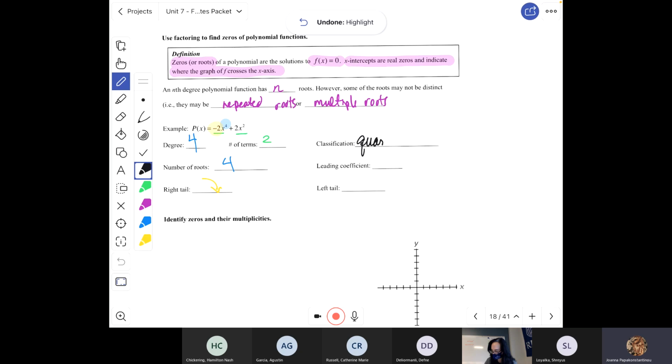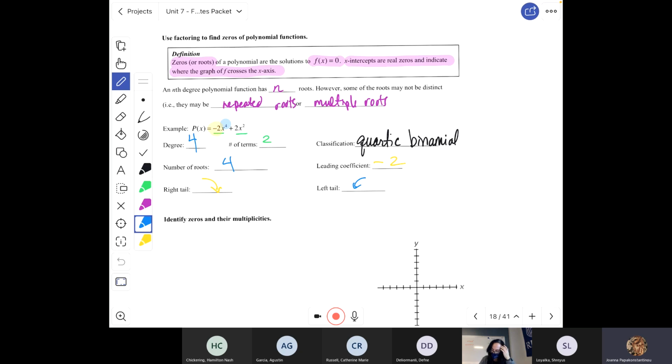Quartic, 4 term, binomial, fourth degree binomial, 2 term, 4th degree. What is the leading coefficient? What does the left tail do? Because the right tail went down and it's an even degree polynomial.